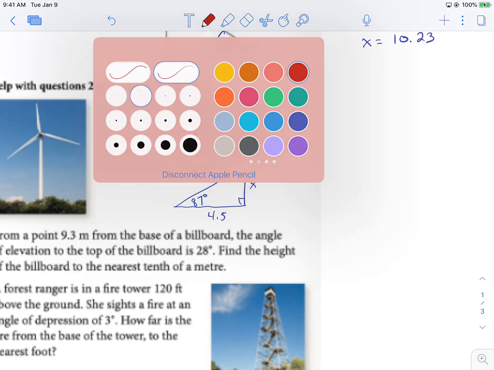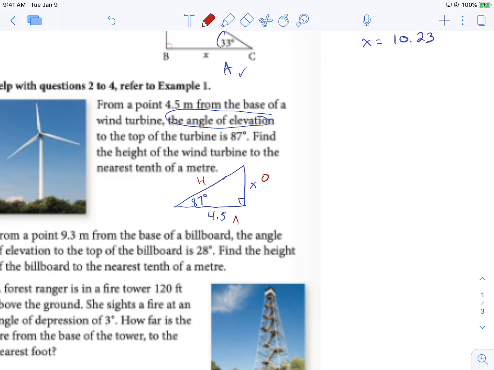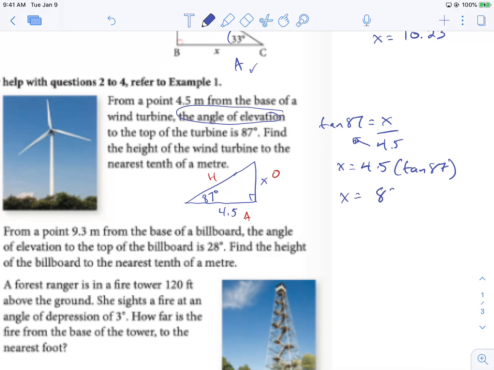So let's label our triangle. We have our hypotenuse, we have our opposite, we have our adjacent. So let's make this happen. So what do we need to use? Opposite adjacent means we need to use tan. So if you look at SOHCAHTOA, tan 87 equals our opposite, which is x, over our adjacent, which is 4.5. And now we're just going to multiply that up. We get x equals 4.5 times tan 87. And let's see what that gives us. 4.5 times tan 87. It does give us a big value. It gives us 85.87.